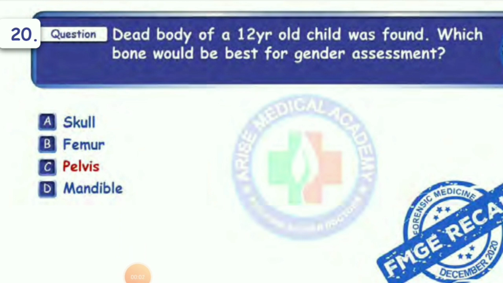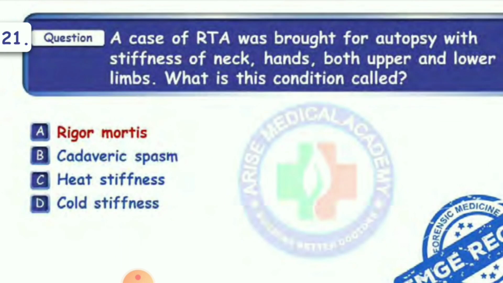Next question. Dead body of a 12-year-old child was found. Which bone would be best for gender assessment? Options are skull, femur, pelvis, and mandible. The answer is pelvis.